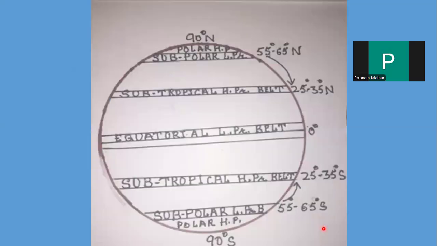Now, we can see that there are alternate belts of high pressure and low pressure. Equatorial low pressure, 10° north and south of the equator. Subtropical high pressure belts, 25 to 35° north and south of the equator. Subpolar low pressure belt, 55 to 65° north and south of the equator. And then near the poles, we have polar high pressure belts.